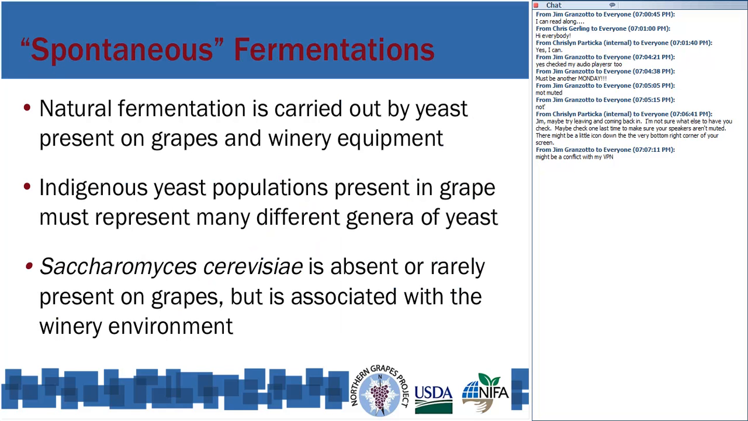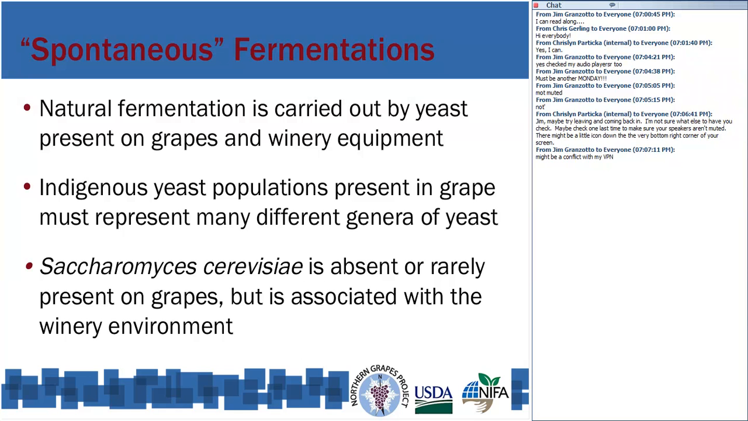So now a little bit talking about spontaneous fermentations, or these natural fermentations. The natural fermentations are carried out both by yeast on the grapes and on winery equipment. However, the yeast population that's present on grapes is usually non-Saccharomyces yeast. So there's many different genera of yeasts that exist in wild fermentations or naturally on the grapes. There's been a lot of studies looking at these native yeast populations in vineyards and comparing them to the winery.